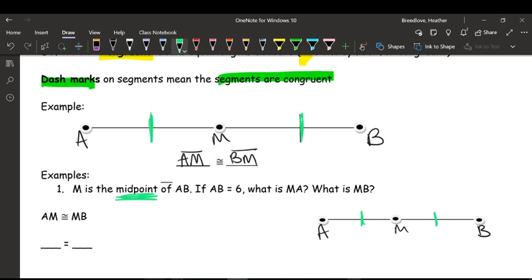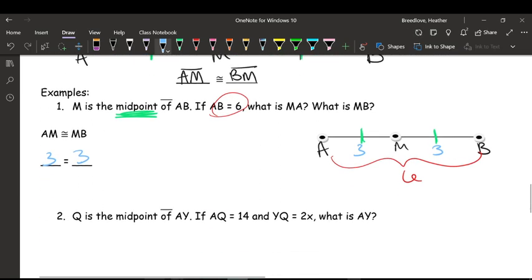All right. So now I have if AB is 6, from A to B, the entire thing is 6, what is MA? And what is MB? 3. Yeah, that's it, 3. It's because if the whole thing is 6, and we know the two pieces are equal to each other, well, if they're both 3, they are equal to each other, and they add up to be the whole thing. So 3 and 3. So that's your most basic examples I could do.